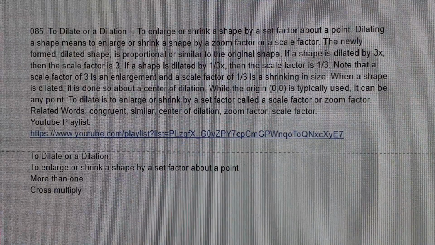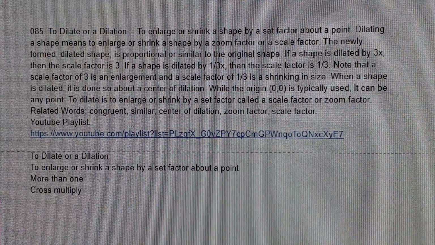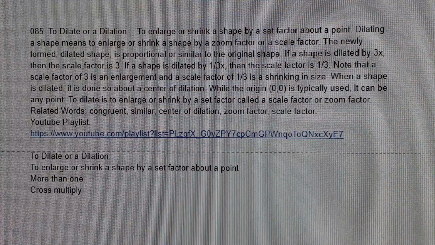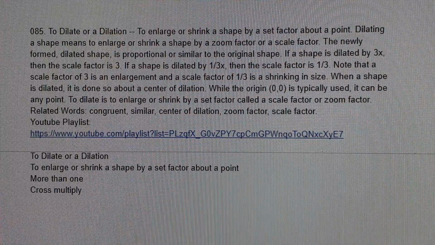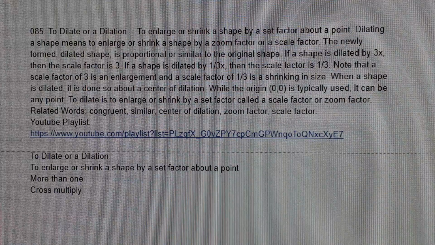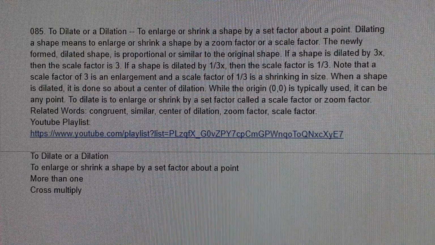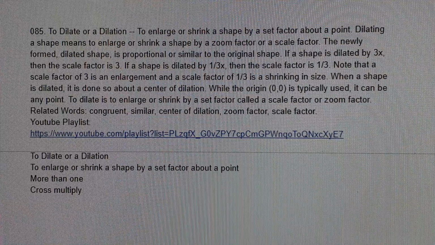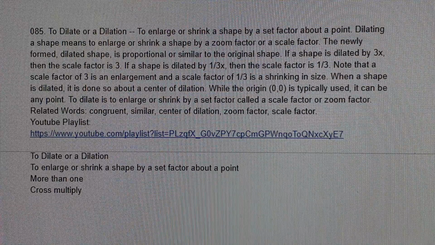To dilate, or a dilation: to enlarge or shrink a shape by a set factor about a point. Dilating a shape means to enlarge or shrink a shape by a zoom factor or a scale factor.